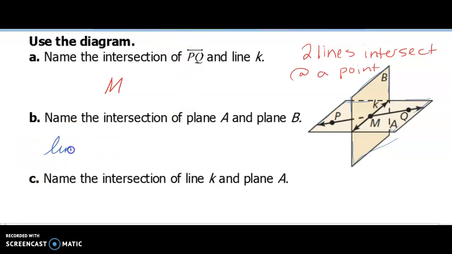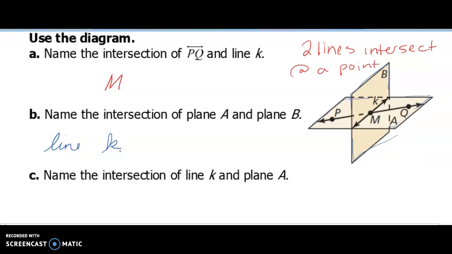So at line little k. Make sure you don't put a capital K because lines aren't capital letters. So it'd be line k. So two planes intersect at a line or in a line if they intersect.